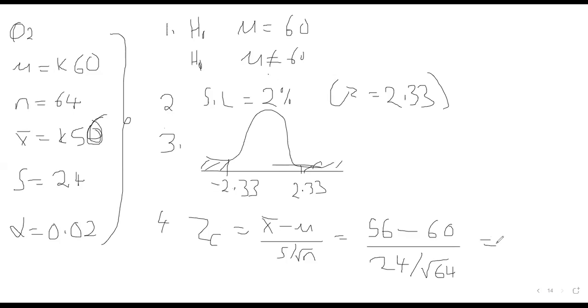I think 1.33. Negative, okay. Is it negative 1.33? Negative 1.33. So let's identify where negative 1.33 is. It's on the left side of negative 2 point, no, it's supposed to be on the right side. On the left side, you're right.